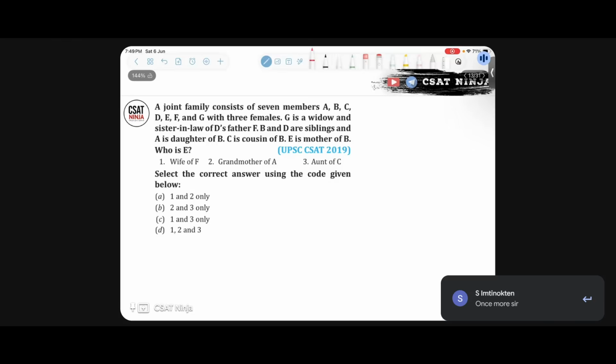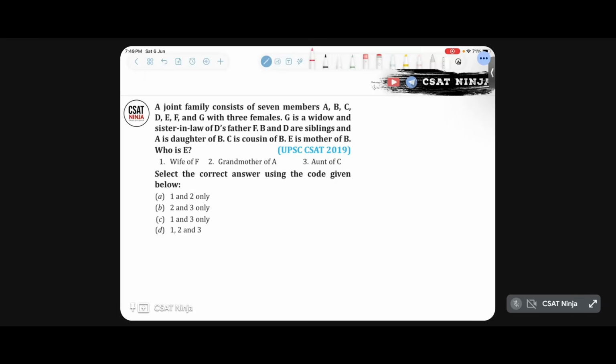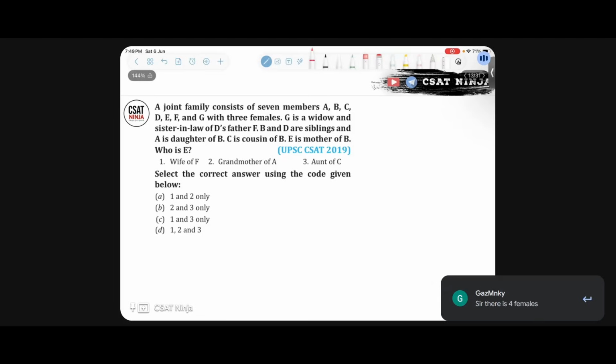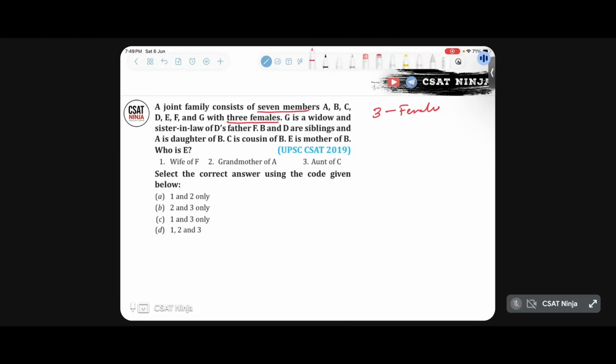Okay, exactly the same, I guess, this question. So even here, if you look carefully, there are 3 females. Next one, remember there are 7 members. If there are 3 females, that means 4 male members. Next one. I think we are about to start with the statement, yeah. So let's start with the statement.